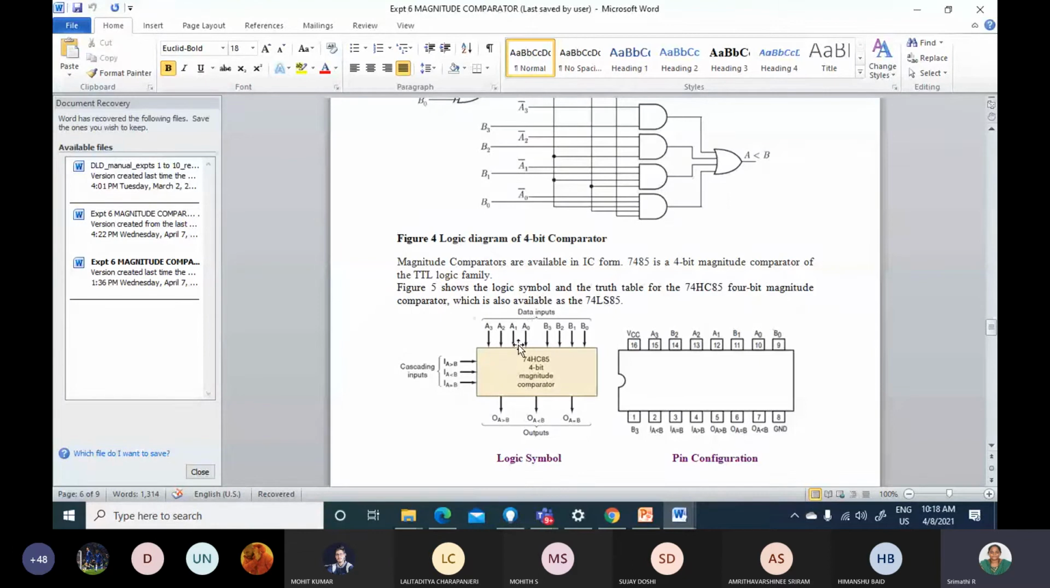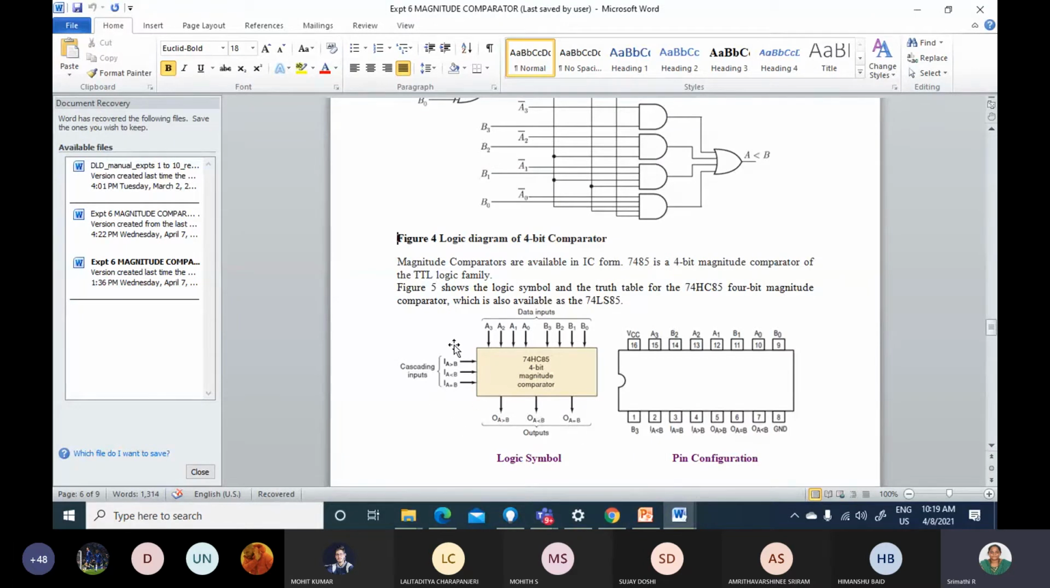74HC85. See here, it's a 16 pin IC. So you will be giving 4 bits here, 4 bits here, and as outputs you will have three outputs, namely A greater than B, A less than B, and A equal to B.